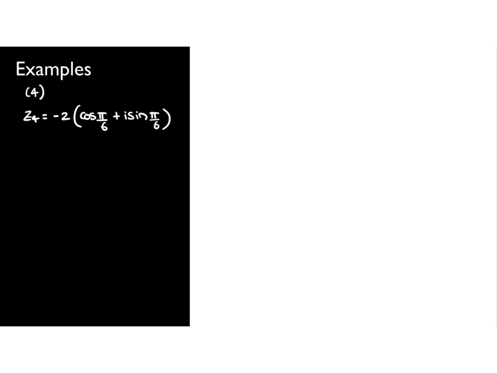Well, have a look again at the start of this. Remember, to be in true mod arg form, we have to be expressed like this. And the modulus of your complex number, mod z, which equals r, must be greater than or equal to 0. It cannot be a negative number. So here's how we're going to approach this again.